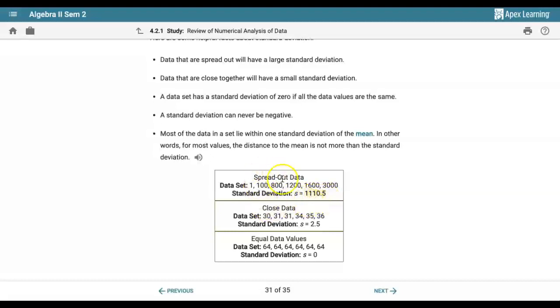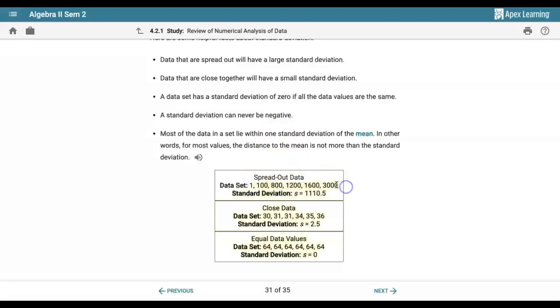Okay, so if we look, each value is within one standard deviation of the mean. So if my mean is about maybe 1500, right? I'd have to find the actual average here, but if it's about 1500, everything is going to be within this 1,100. So 1,500 plus 1,100 and minus 1,100. Okay, so everything's pretty much within there.